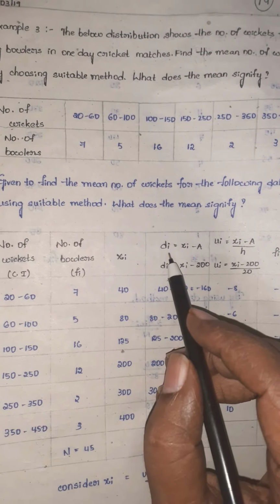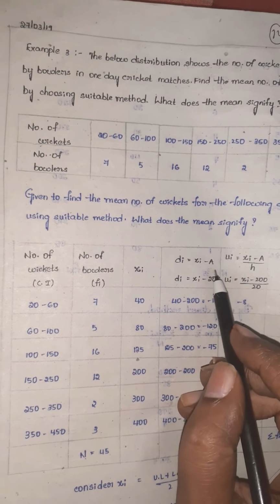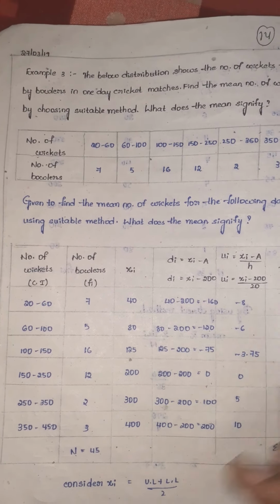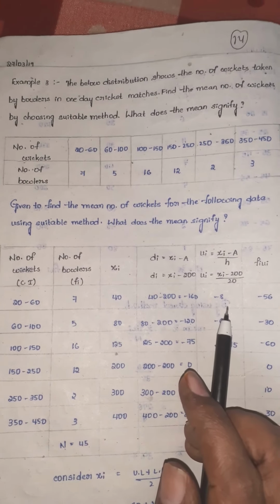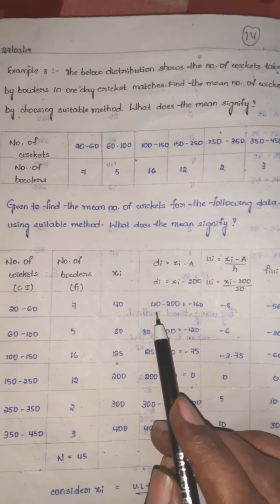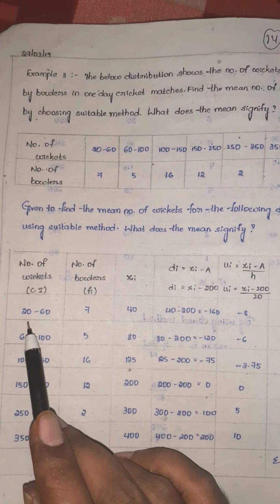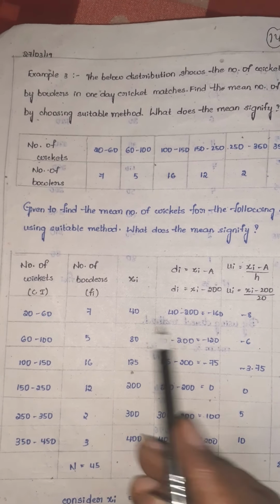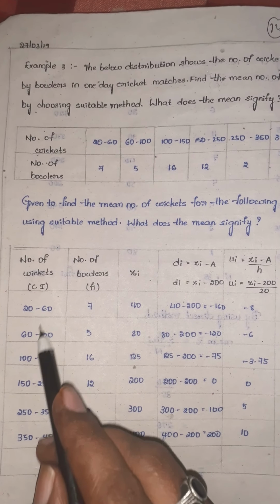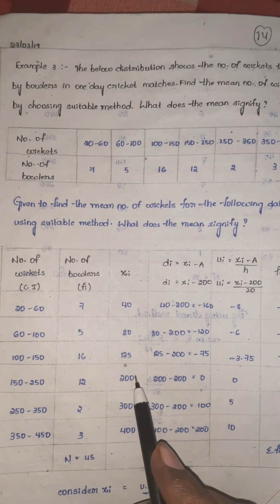So we will check. Di is equal to, what is the formula I have told? Xi minus a. Why? Because here direct method is not possible. We have large values here. So go for the second method, deviation. Deviation or step deviation, we will calculate di. So next, di means xi, which is 40, minus a. The value we have taken is 200. Why? Because here how many rows are there? 1 2 3 4 5 6. So what is the half of 6? How much?